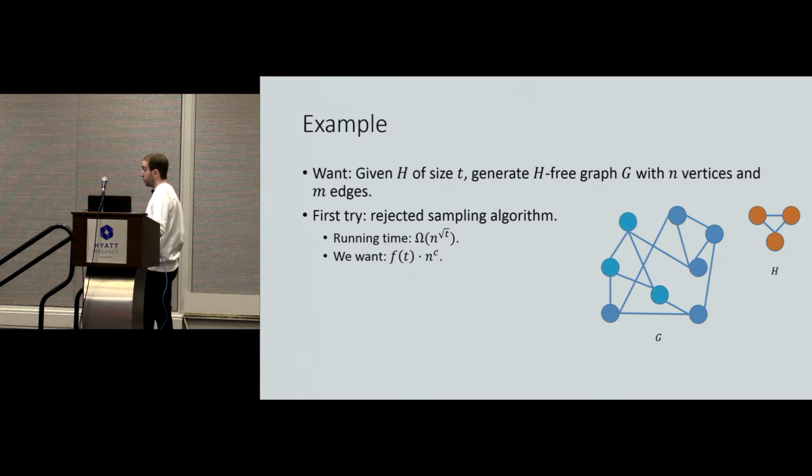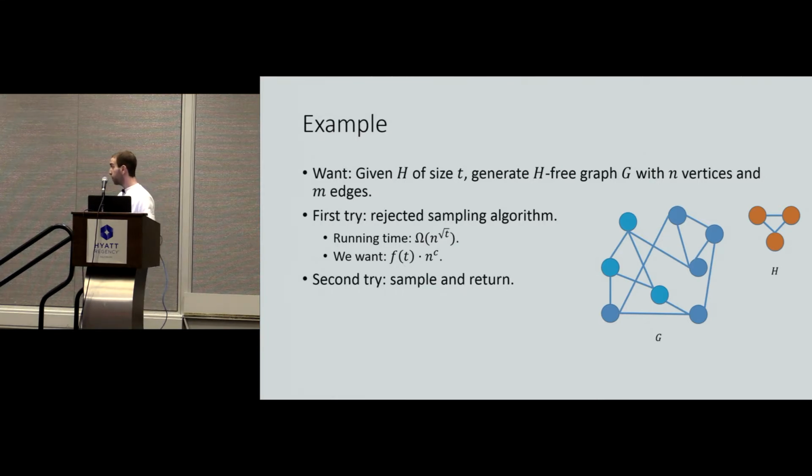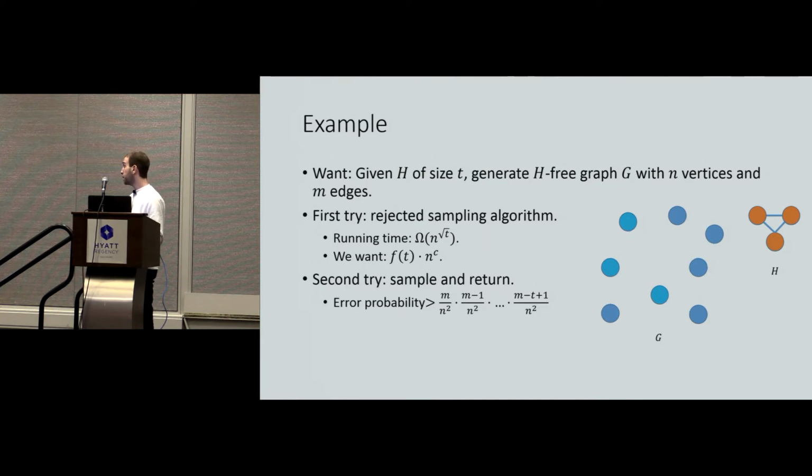Okay, so this was the first try, and our second try might be simply to sample a graph G and then return it. And if most graphs are good, then with high probability, our graph will be good. The problem with this method is that the error probability is too large. I claim that this is a lower bound, so let's see why. Fix any vertices in which H can appear, in this case, for example, those three vertices. And give numbers to the edges of H, 1, 2, and 3, and to the possible edges of G.